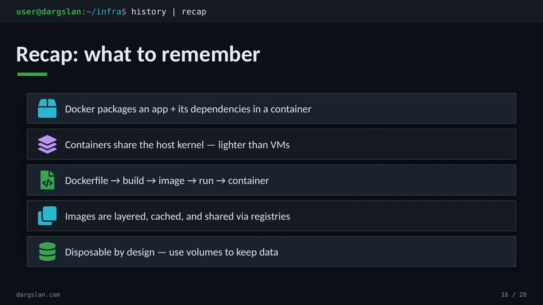So let's pull the key ideas together before we move on. Docker packages your app with its dependencies into a container that shares the host kernel. Lighter and faster than spinning up a full VM. The flow to remember is Dockerfile, build, image, run, container. And those images are layered, cached, and shared through registries. And one last thing worth burning into memory, containers are disposable by design. So anything you actually want to keep lives in a volume.